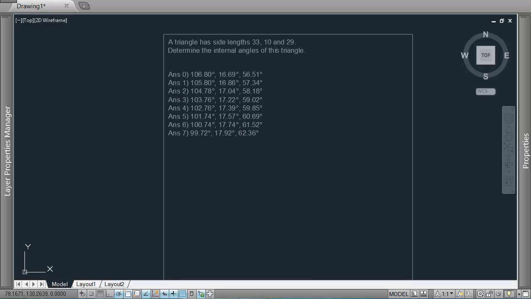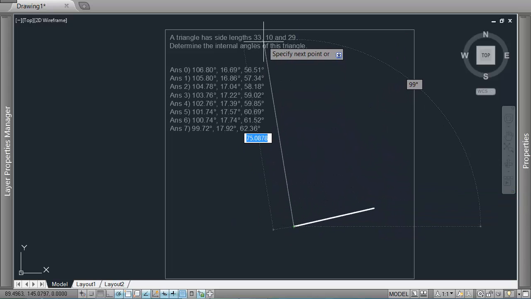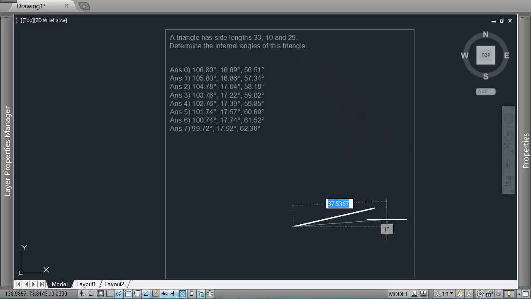If we have a triangle with side lengths 33, 10 and 29, and we're asked to determine the internal angles of the triangle, how can AutoCAD be used to help the solution of this problem? The first thing you'll need to do is draw a line. I usually draw a line with length equal to the longest side in this triangle. And now attached to this line, you need 2 other lines, of length 10 from one side and length 29 from the other.